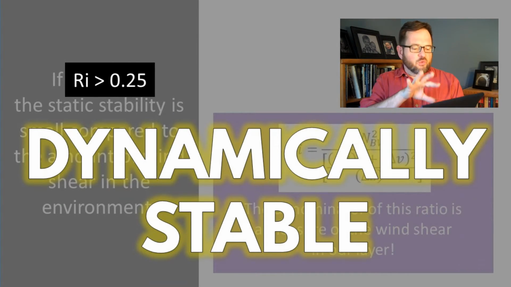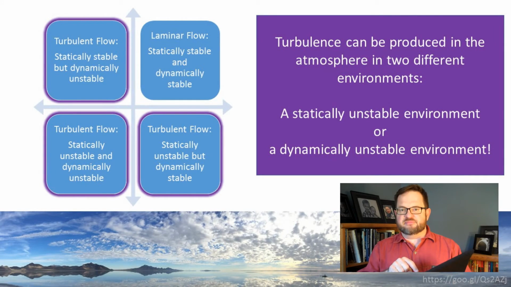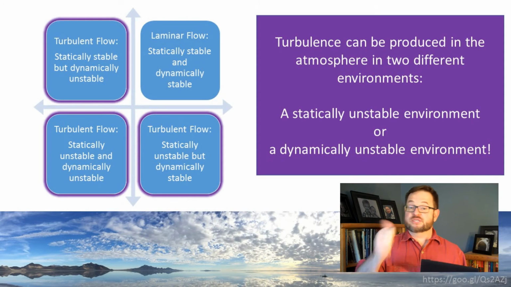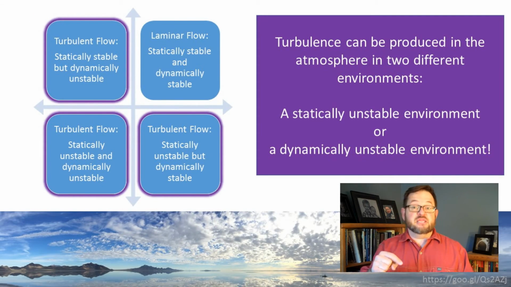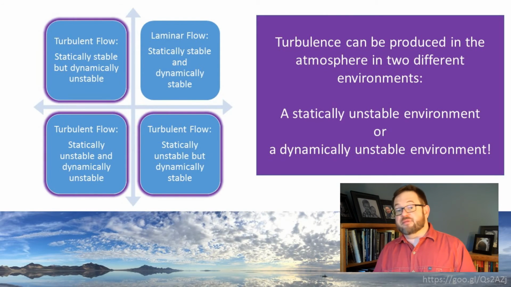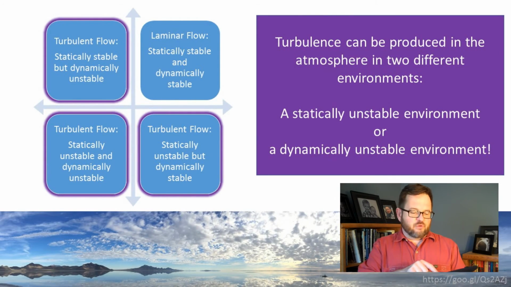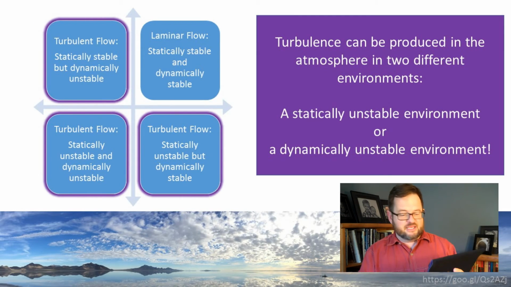In fact, we can make a little diagram here where there are 4 possibilities, where a layer of the atmosphere is either statically stable or statically unstable. And for each of those possibilities, the flow can either be dynamically stable or dynamically unstable. And so you get 4 combinations, 3 of which end up having the same effect. And there are the 3 that I have labeled there in purple. In those 3 situations, turbulence can be produced in either one of 2 ways.